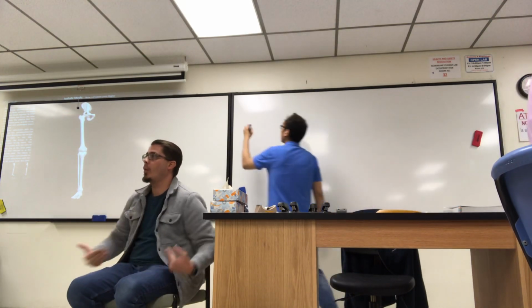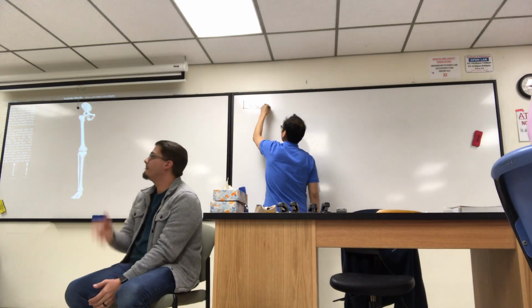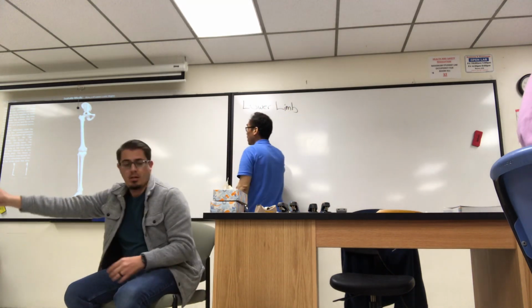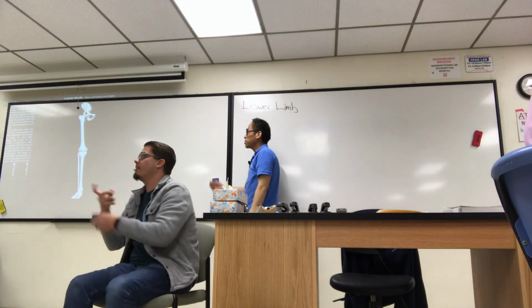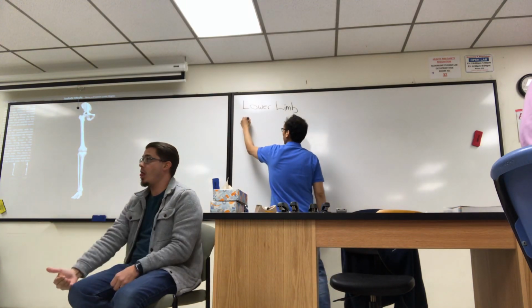Okay, we're going to start the lower limb, starting with the bones. Bones are what you see there, and the major regions of the lower limb include, first, the hip.